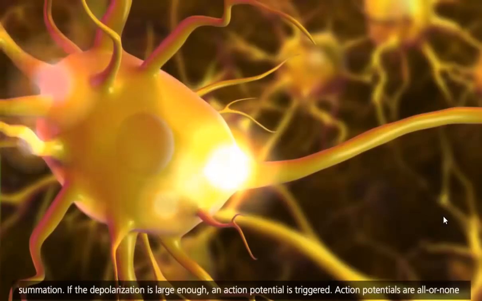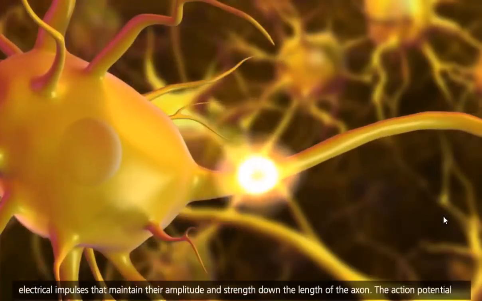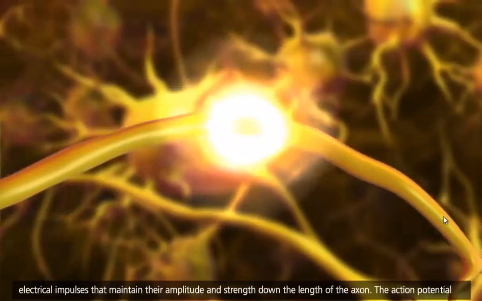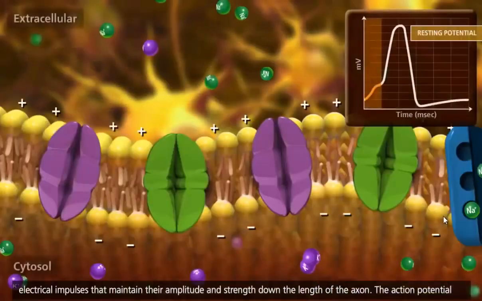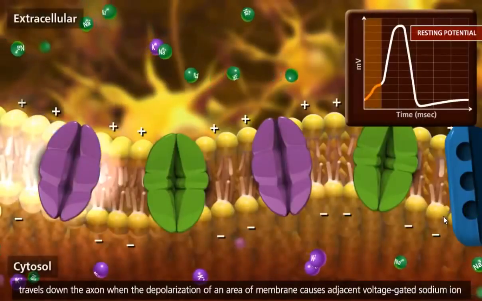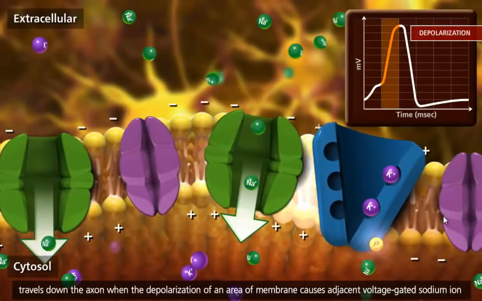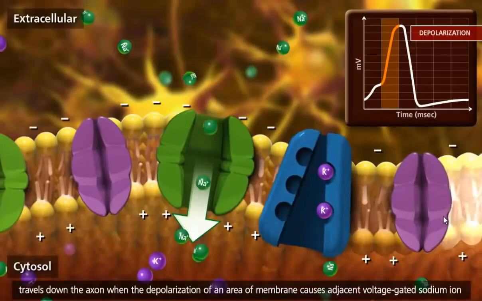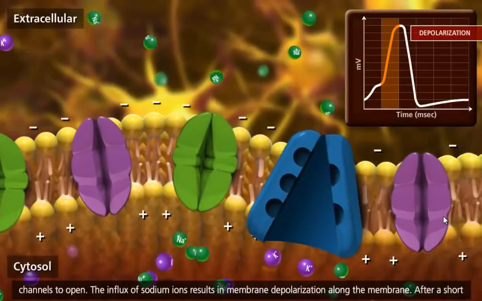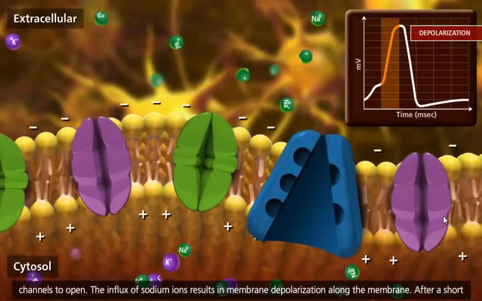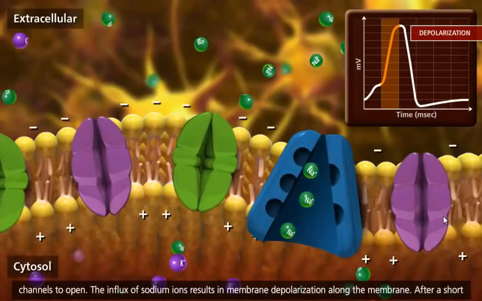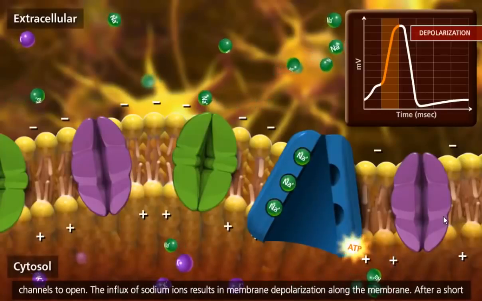Action potentials are all-or-none electrical impulses that maintain their amplitude and strength down the length of the axon. The action potential travels down the axon when the depolarization of an area of membrane causes adjacent voltage-gated sodium ion channels to open. The influx of sodium ions results in membrane depolarization along the membrane.